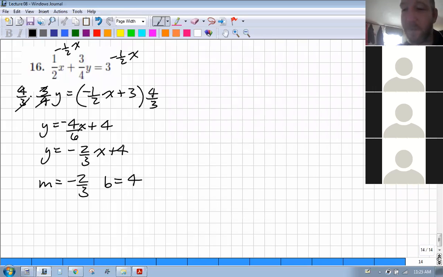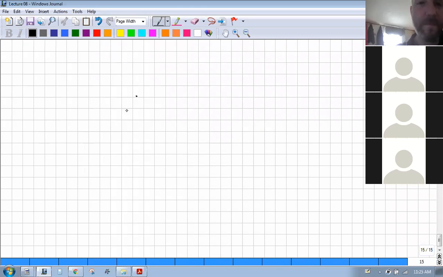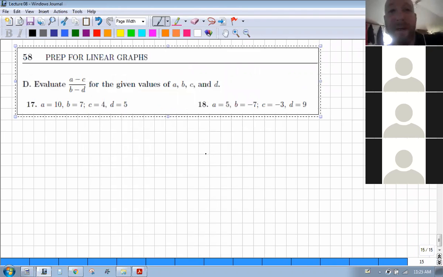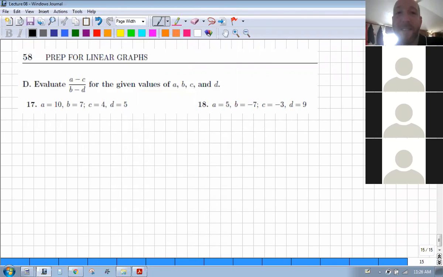Okay, some more equations here. Evaluate a minus c over b minus d. The reason why we're doing this, because I told you m, which was the slope, which was the rise over the run.